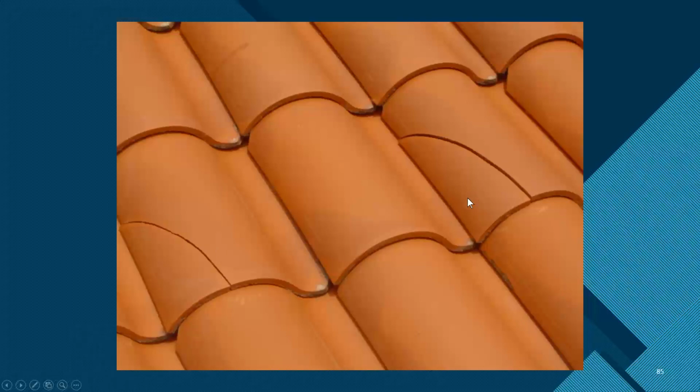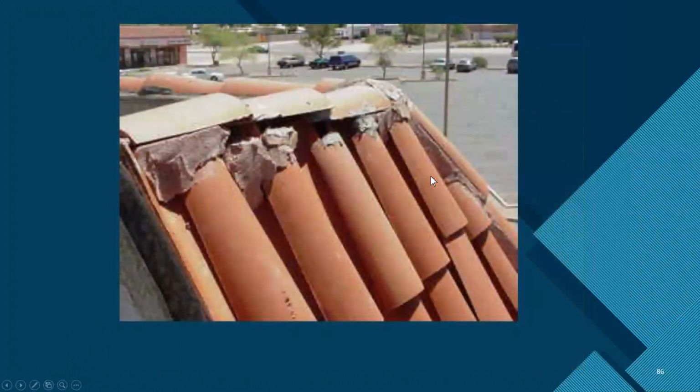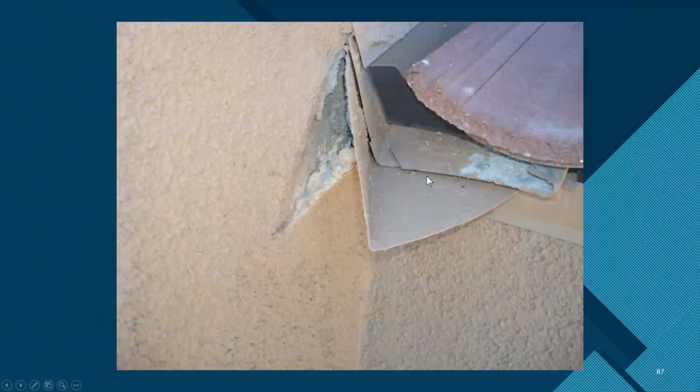So this is an S tile. It's one piece overlapping to the next one. Hidden nails, but again, it's broken because they walked on it.